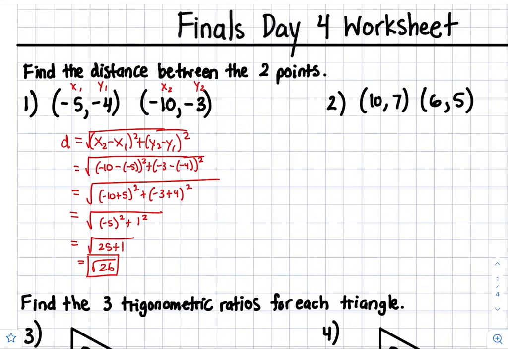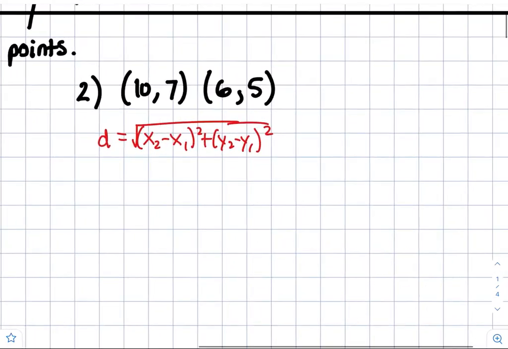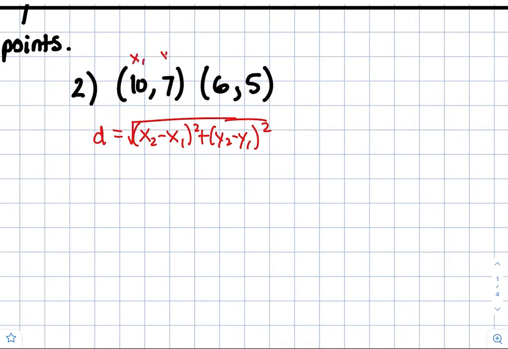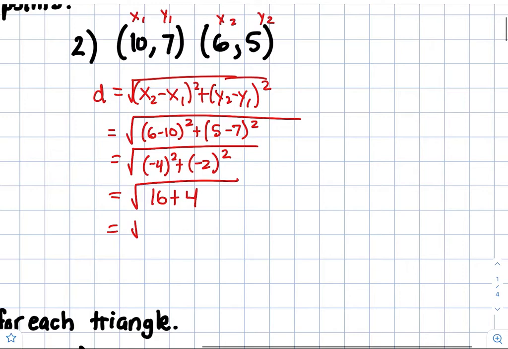Square root of 26. Now, let me drag this over. Distance formula for this one. So again, x1, y1, x2, y2. So x2 minus x1 is 6 minus 10 squared, plus y2, which is 5, minus y1, 7, squared. 6 minus 10 is negative 4 to the second power. 5 minus 7 is negative 2. Raise that to the second power. So we have 16 plus 4, which equals the square root of 20.